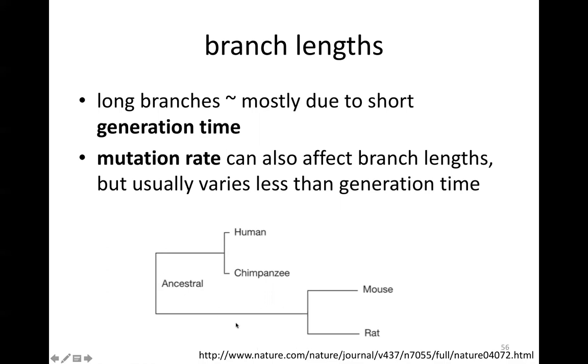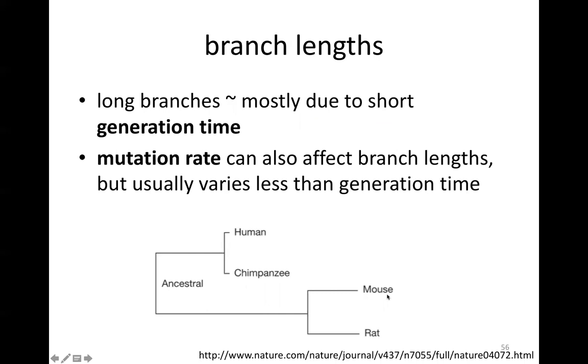This was pretty early back in time, but if we root it, we'll also get a similar tree where you see human and chimpanzee and mouse and rat. And mouse and rat have much longer branches than human and chimpanzee. Overall, the common ancestor of mouse and rat, the rodent branch, is longer, and also their independent branches. And that is mainly because their generation times are much shorter, right?